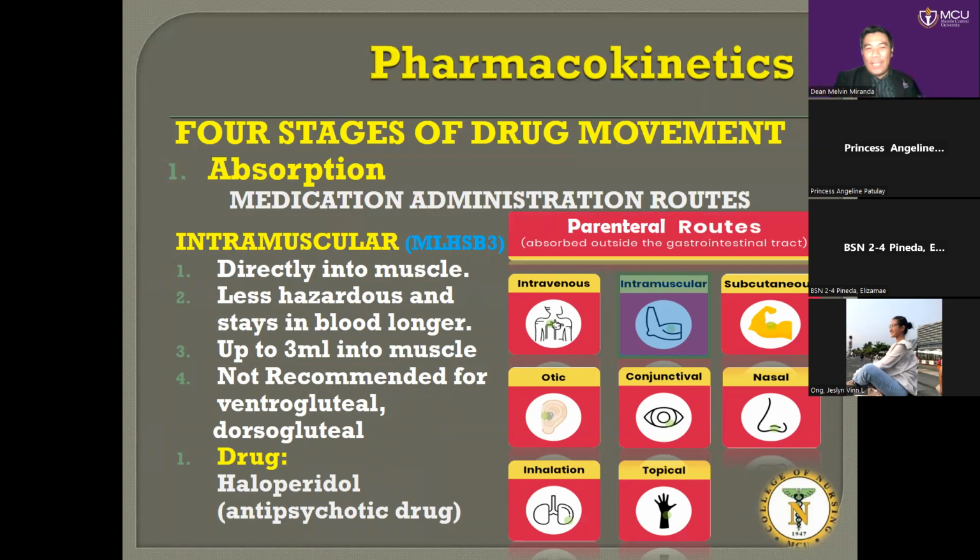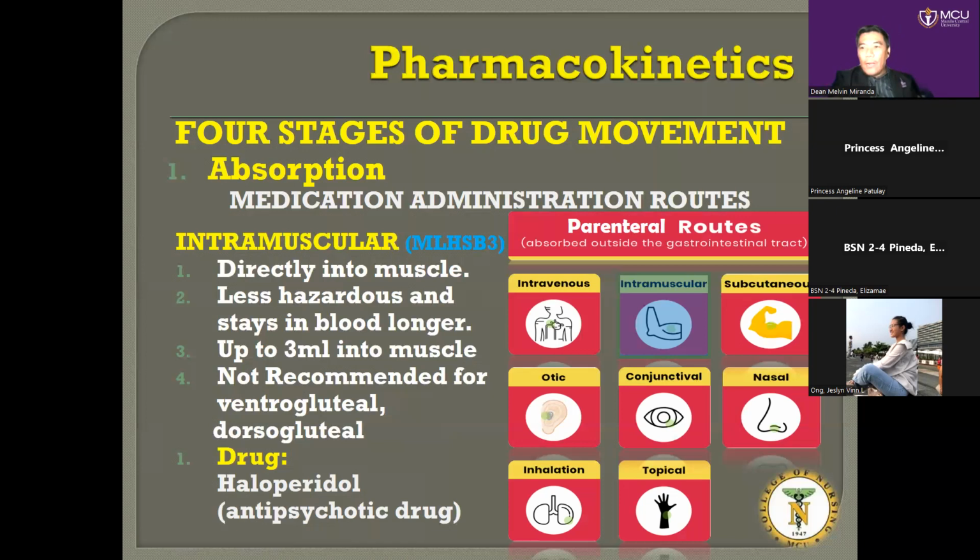For the effect to be reached. What you need to remember is the maximum volume of drug that can be tolerated by the muscle per IM: 3 ml. Do not administer any drug beyond 3 ml because that will cause muscle tissue damage and possibly lead to tissue death or infection. So that may lead to what we call negligence.